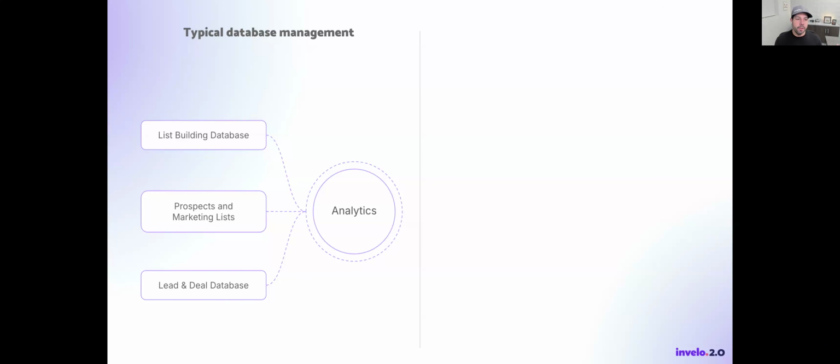And then finally, you have a leads and deals database. So maybe that's a Go High Level or a Podio account. So you can see you have three different systems and none of them talk to each other. So most of the time they're not going to be in sync. They're not going to be communicating with each other. So you're not going to be able to drive really important KPIs or analytics to understand your whole flow.